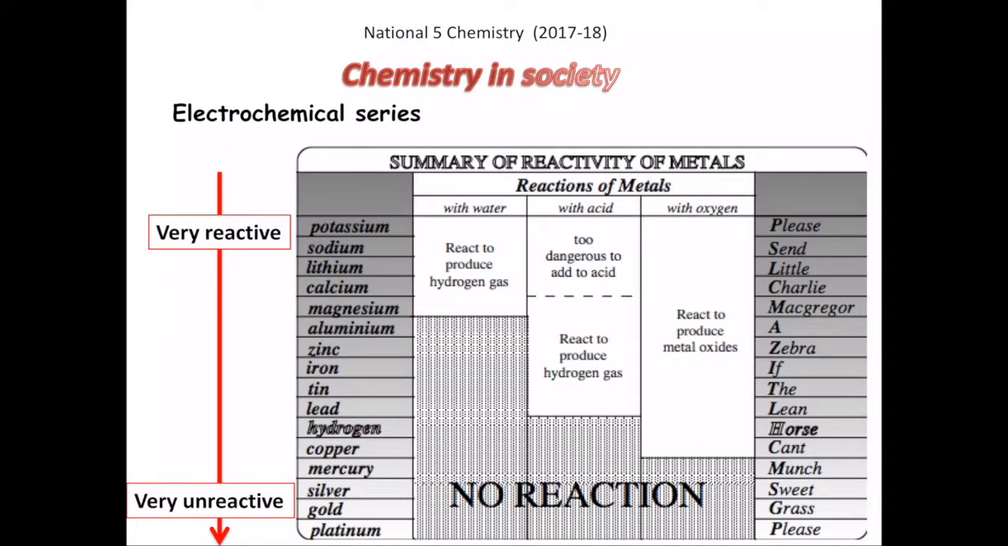Now here you can see a summary of the reactivity of metals. On the left hand side we have the names of some metals, and the arrow indicates that the topmost, potassium, is the most reactive metal and platinum is the least reactive metal. You have to remember that the more reactive metal can displace the less reactive metal from its solution.